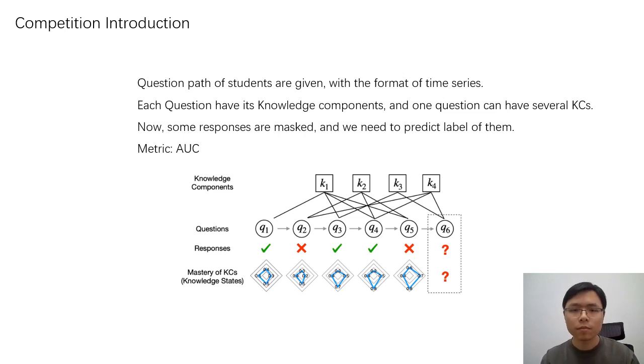This competition can be reduced to such a problem. The order in which students solve the problems is given in the format of a time series. Each question has its knowledge components, and one question can have several knowledge components. Now, some responses are masked, and we need to predict the levels of them. And the metric of this competition is AUC.